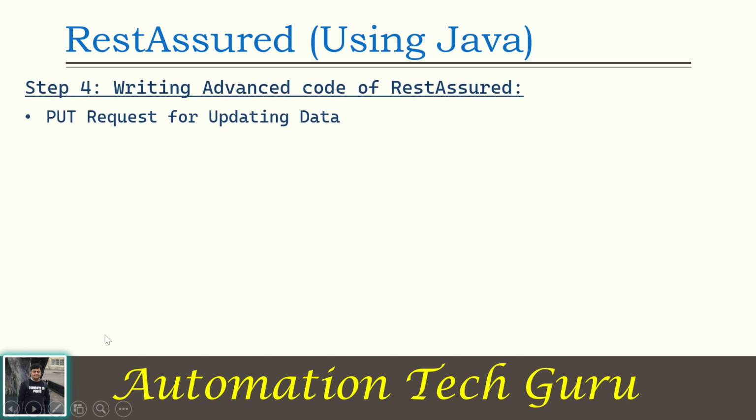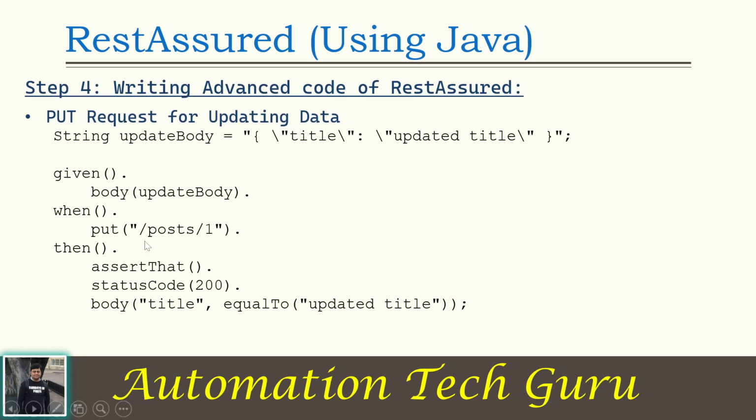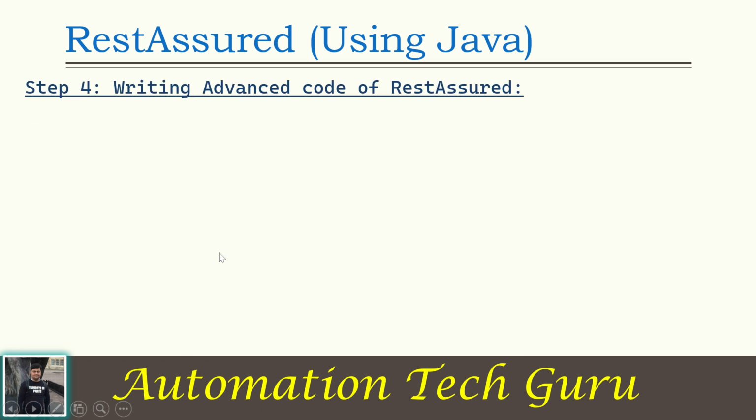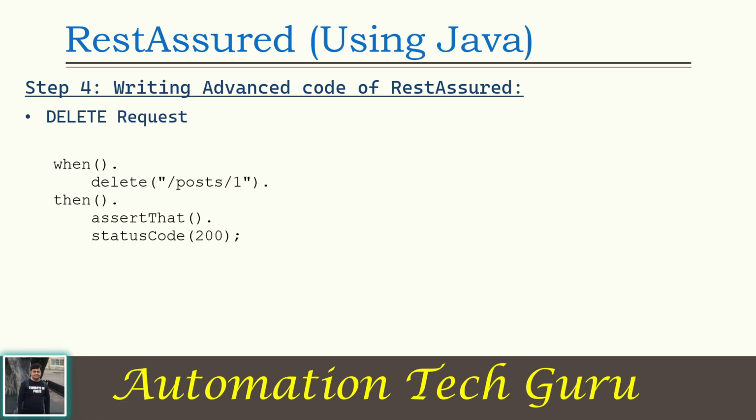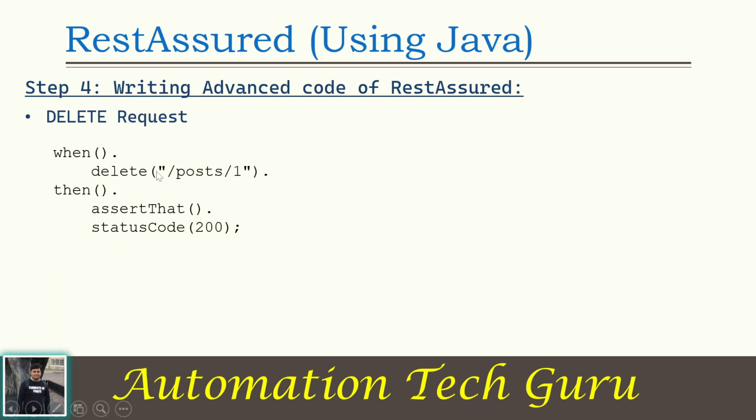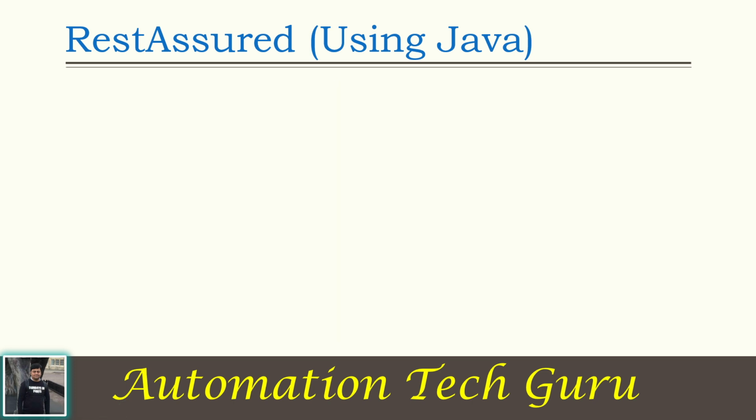Next is put request for updating data. So how can you do that? You can use the update body, title equal to update title, and then it will update the title. Delete request. For delete you can use directly delete post equal to 1, assertion that status code 200, because once you delete that, the status still comes without response 200.